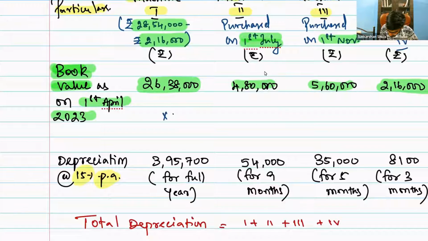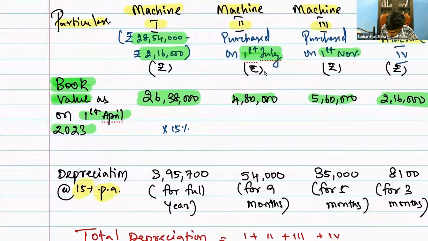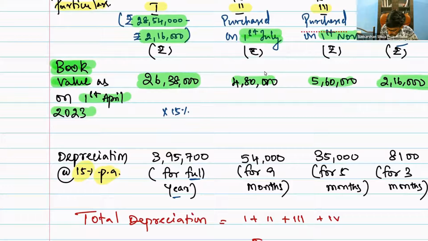Now, if you calculate 15%, don't forget, this is for a full year. From 1st July to 31st March I can do only 9 months. Then from this point to 31st March, it is 5 months. This is for only 3 months.